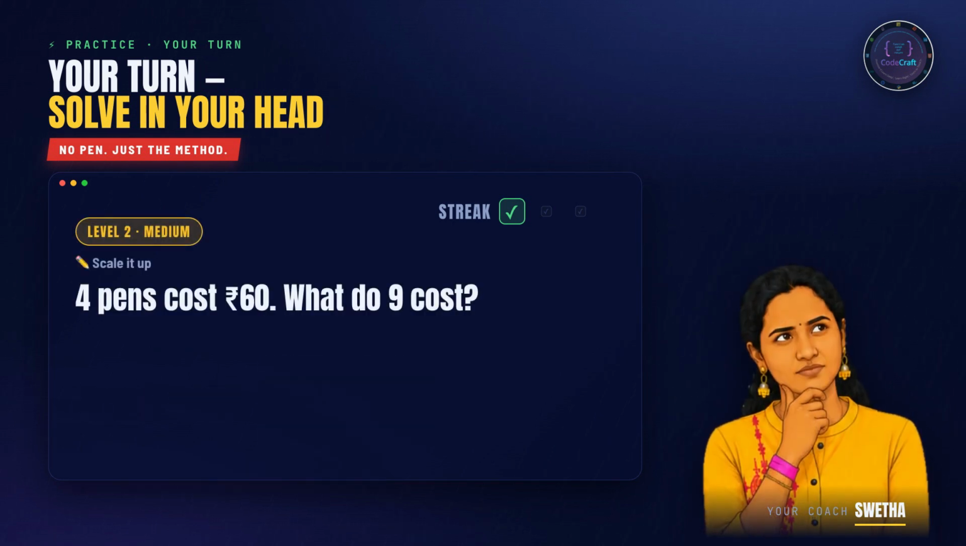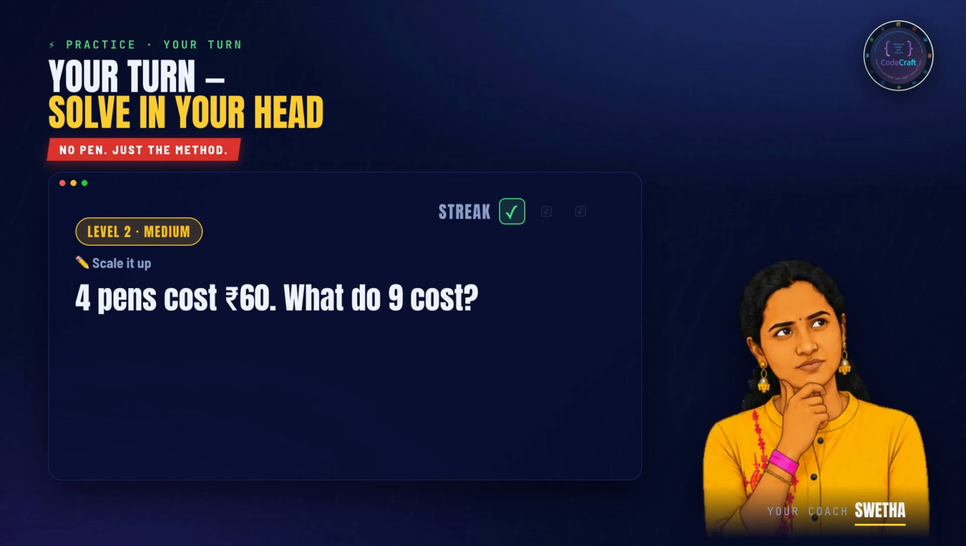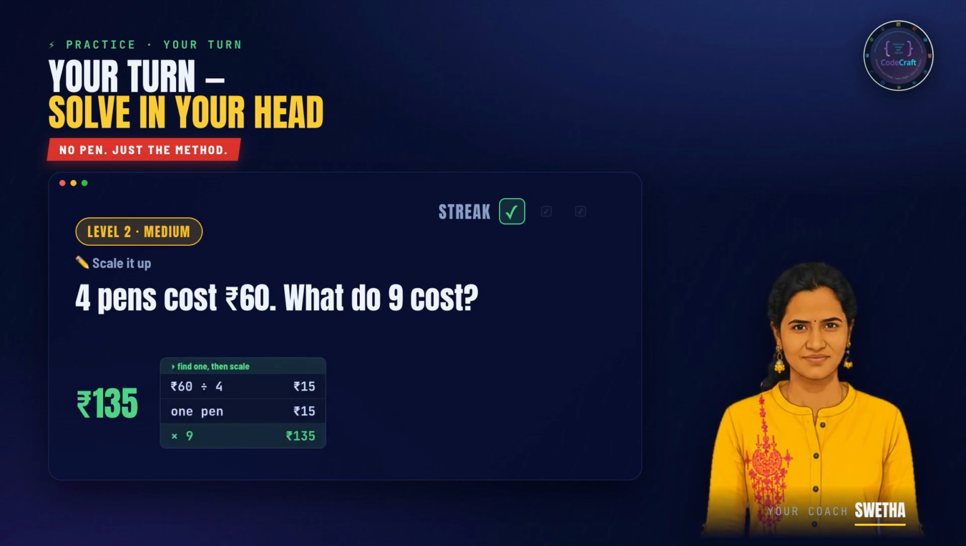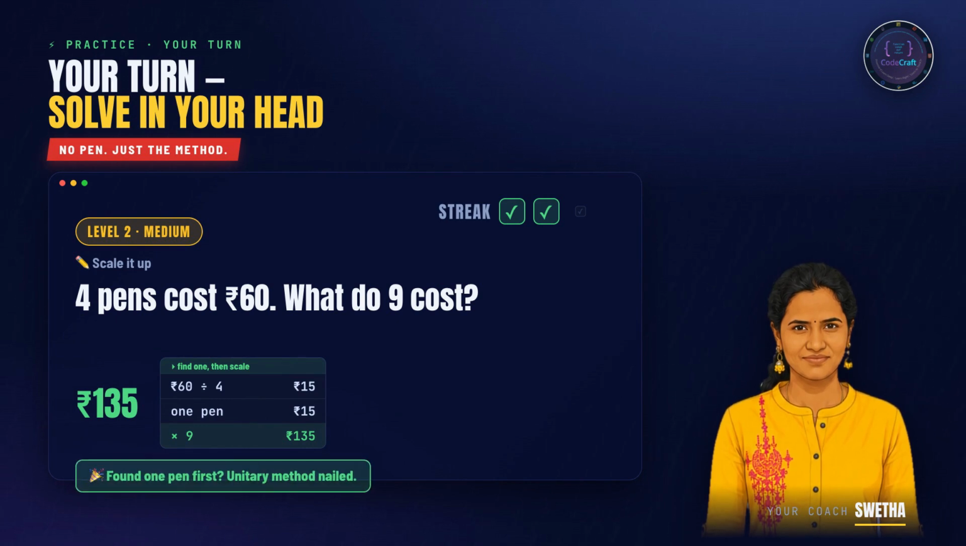Medium. 4 pens cost 60 rupees. What do 9 pens cost? Pause. Find 1. 60 over 4 is 15. 9 pens. 15 times 9 is 135 rupees.